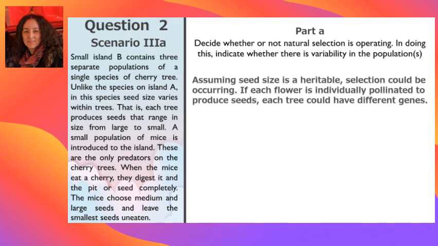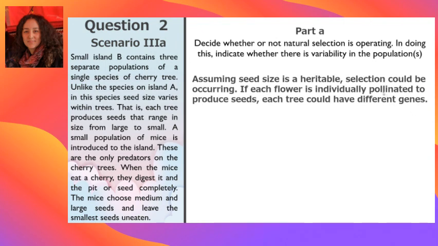So if we assume that seed size is heritable, selection could be occurring. If each flower is individually pollinated to produce seeds, each tree could have different genes. So you'd be pollinating from any other flower on any tree back to maybe a single tree in interest. So each of those seeds produced could have a wide range of genes due to that type of pollination.